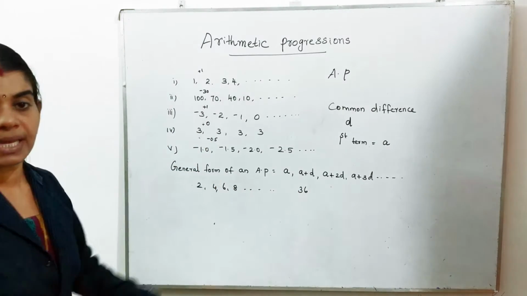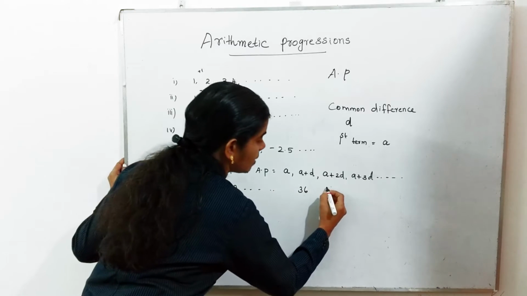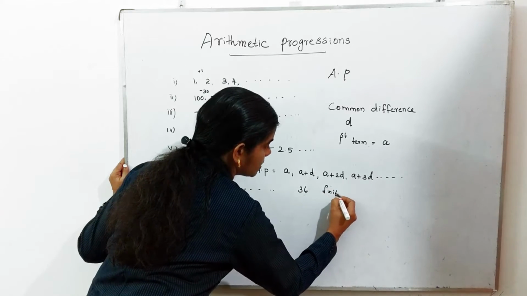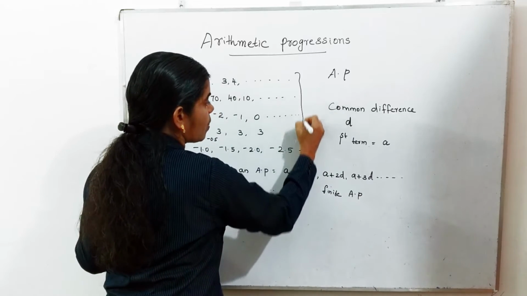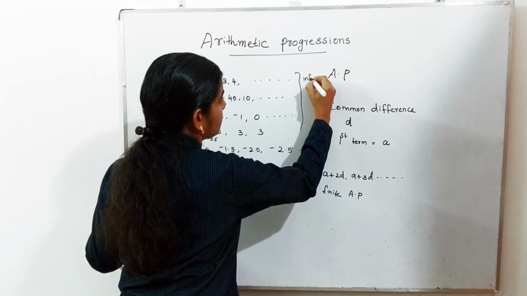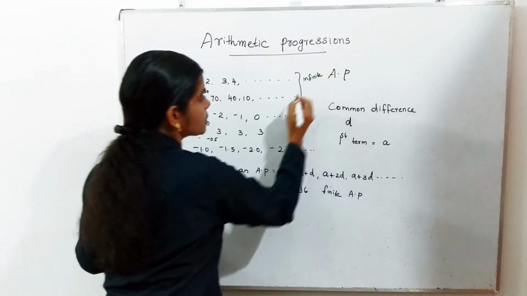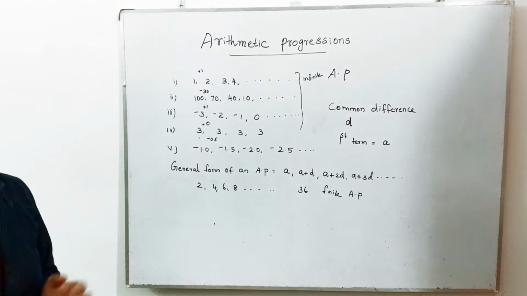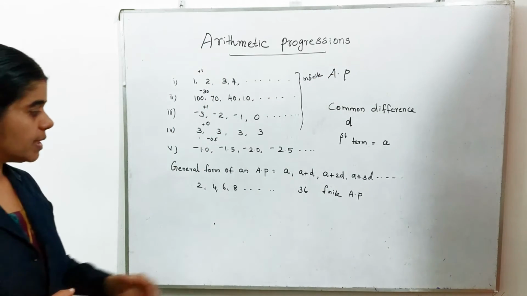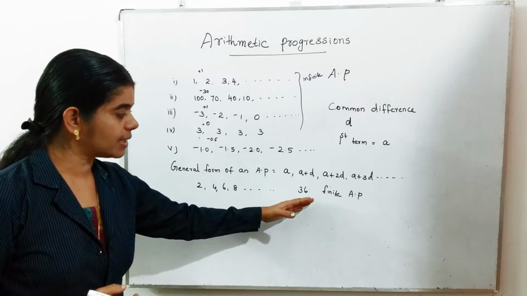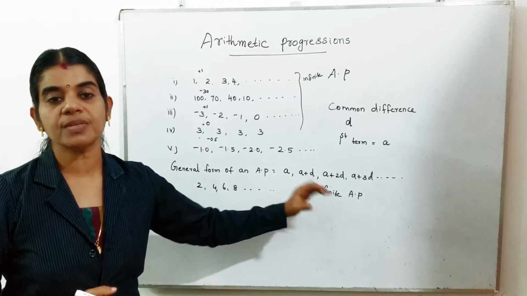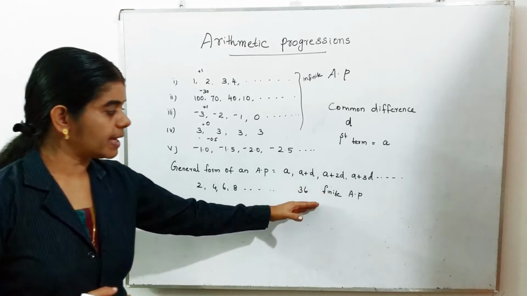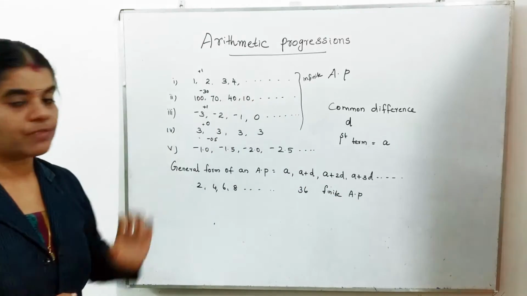This will be the finite AP, because we can find out the number of terms. This will be finite AP. Thus all will be infinite AP, because we can't find out the last term of the AP. Here the last term we got is 36. Therefore, limited terms are there, so this will be the finite AP. This will be the infinite AP.